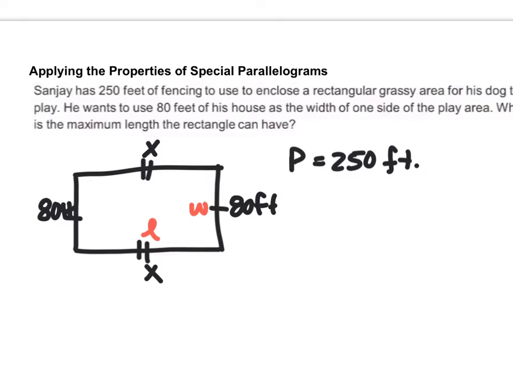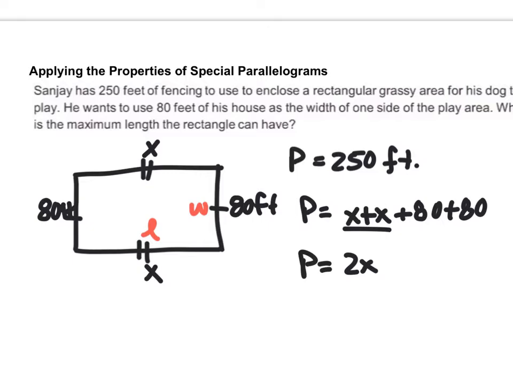And so what I want to do is think about the formula that I have for perimeter, and that's just adding up all the sides, okay? And that would be x plus 80 plus 80. All right, and when I add two things like this, I can really rewrite that as 2x plus 2 times 80, okay? Or you could just add 80 and 80 to get 160. All right, so now I know that my perimeter is 250 feet.